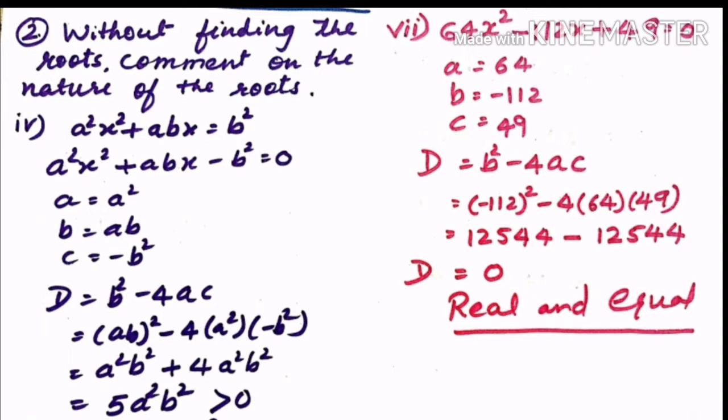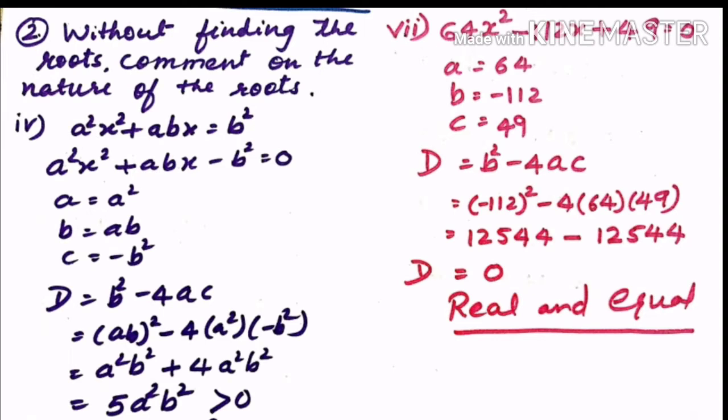Keeping the values here, ab square minus 4 a square into minus b square. So I get a square b square plus 4a square b square. Now the sum of them is 5a square b square. But students, here you will think, how do we come to know whether a square b square is real or a perfect square? But you have to check.